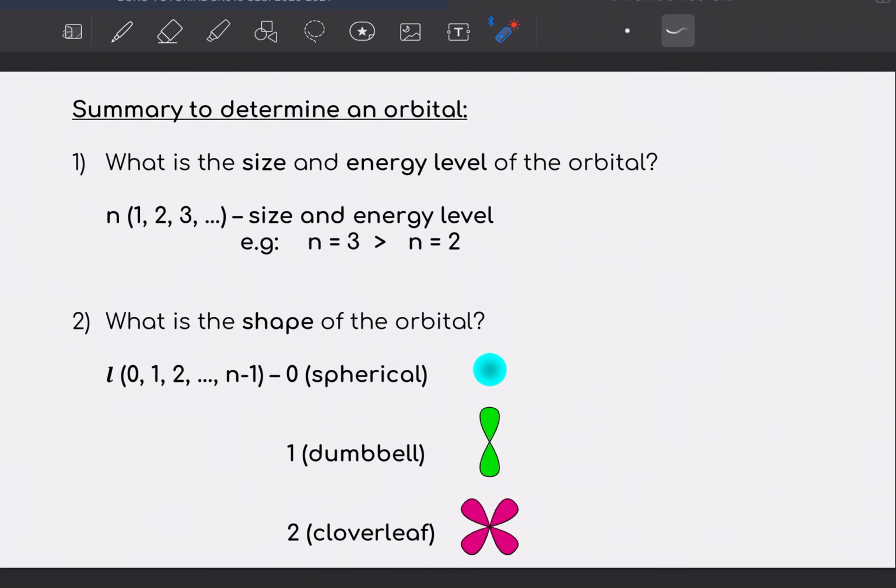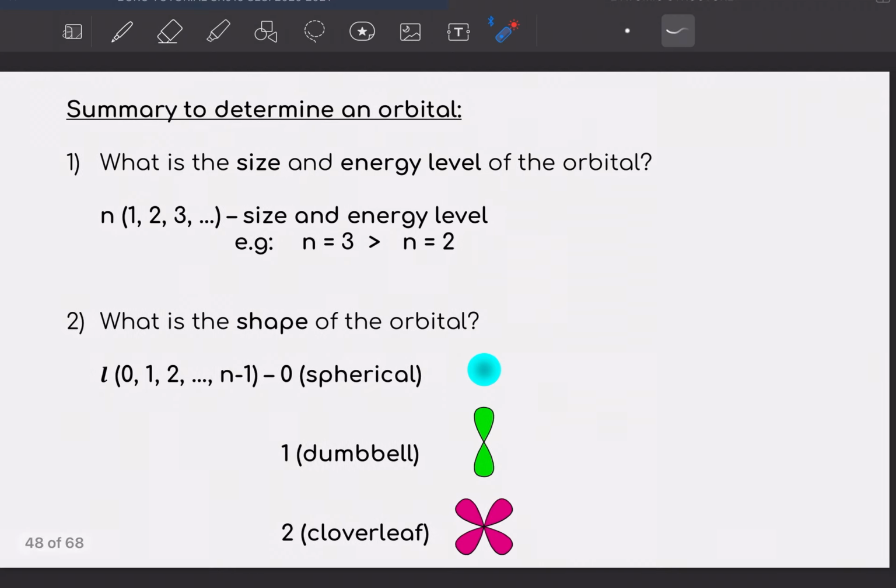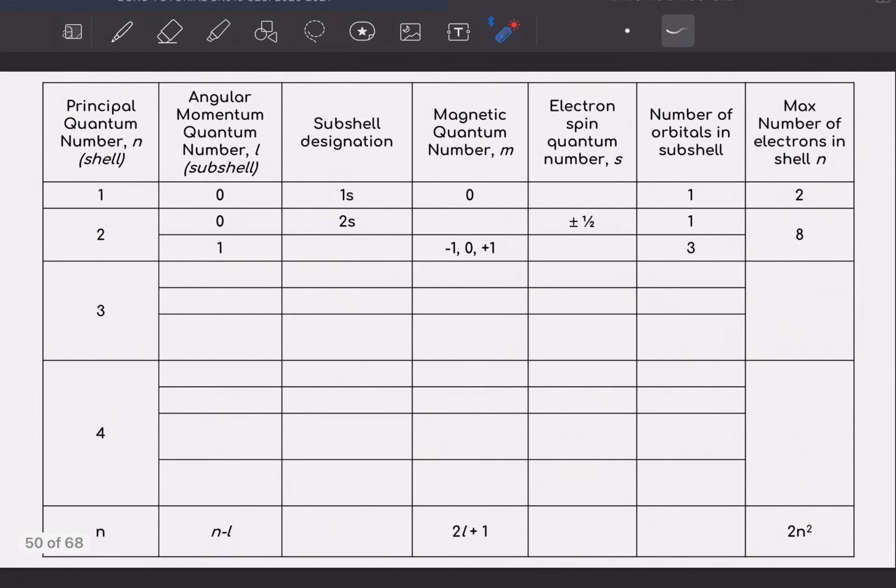So this is the summary to determine an orbital. So I think you can read this on your own. Okay. So this table here is a table that I want you guys to try and complete. Okay. So we will start from here. Principal quantum number. If you have n equal to 1, that means you have one shell only. Then your L will equal to 0 only, because the maximum value for L will be n minus 1. So in this case, when your n is 1, 1 minus 1 is 0. So you only have L equals to 0.